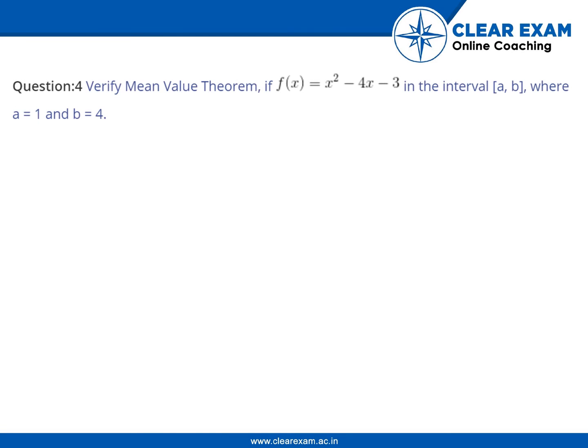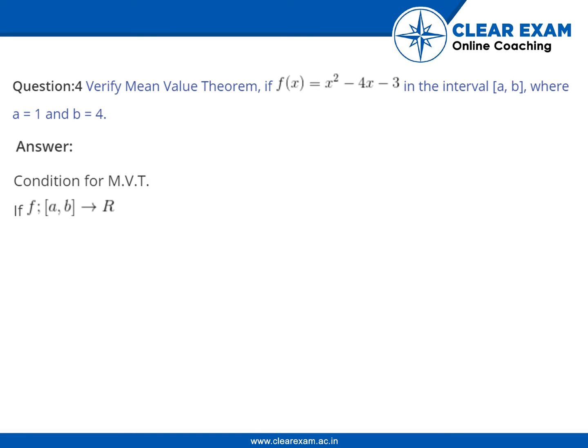Hi guys, let's understand question 4. Verify mean value theorem if f(x) is equal to x square minus 4x minus 3 in the closed interval [a, b] where a is equal to 1 and b is equal to 4.